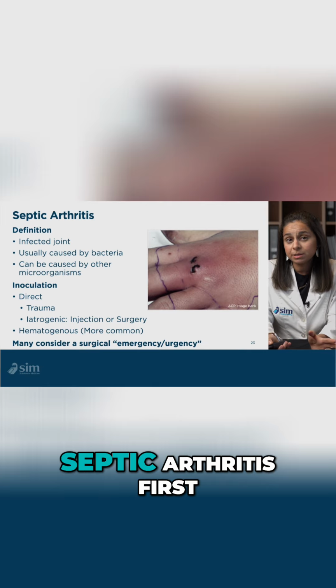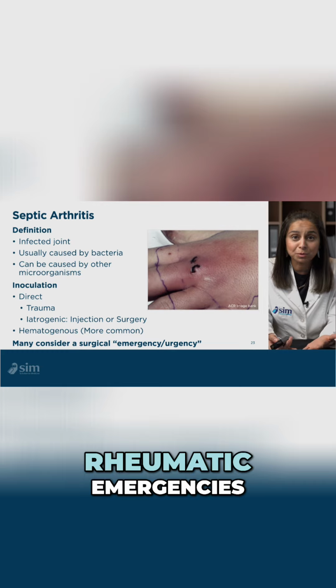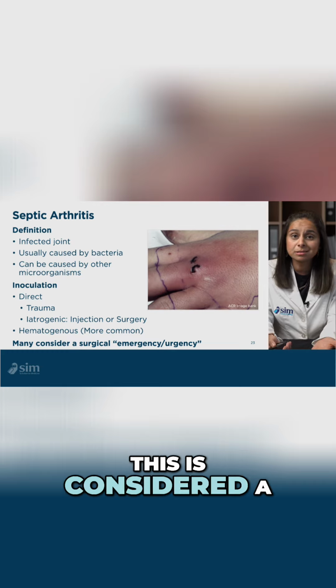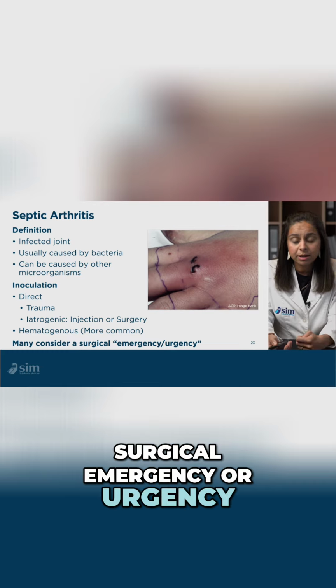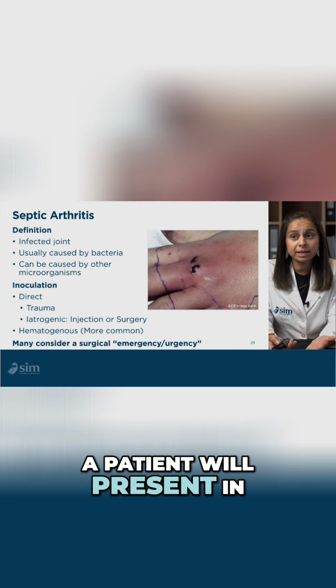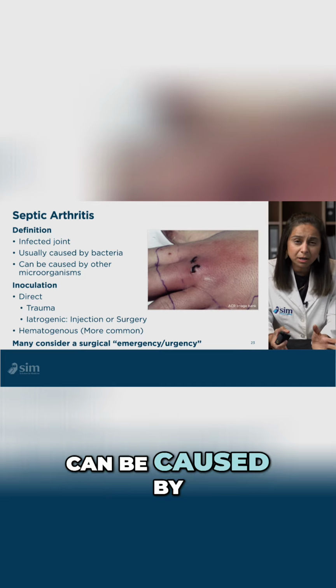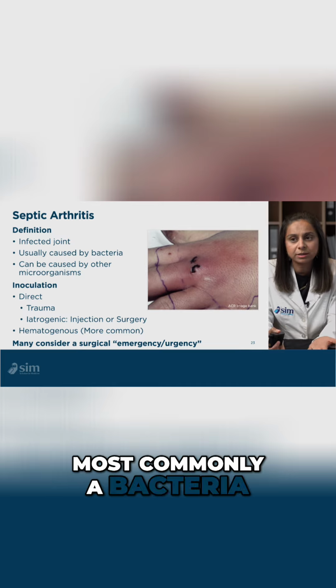We're going to talk about septic arthritis first because this is considered one of the few rheumatic emergencies. Again, this is considered a surgical emergency or urgency when a patient does present with septic arthritis. A patient will present with an infected joint that'll usually be caused by a bacteria, can be caused by other organisms, most commonly a bacteria.